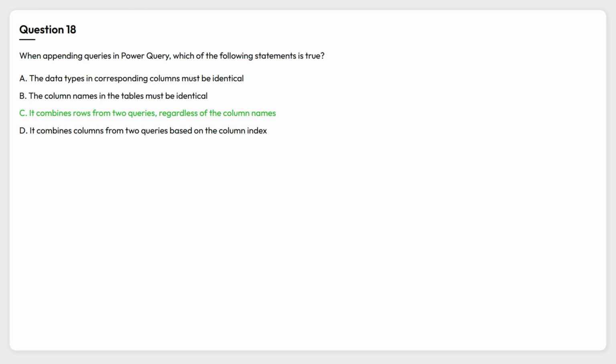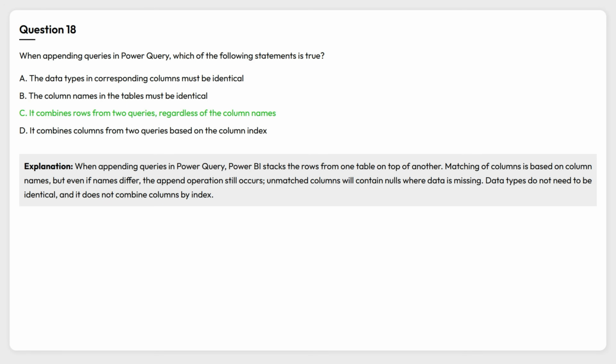The correct answer is Option C. It combines rows from two queries regardless of the column names. When appending queries in Power Query, Power BI stacks the rows from one table on top of another. Matching of columns is based on column names, but even if names differ, the append operation still occurs. Unmatched columns will contain nulls where data is missing. Data types do not need to be identical, and it doesn't combine columns by index.